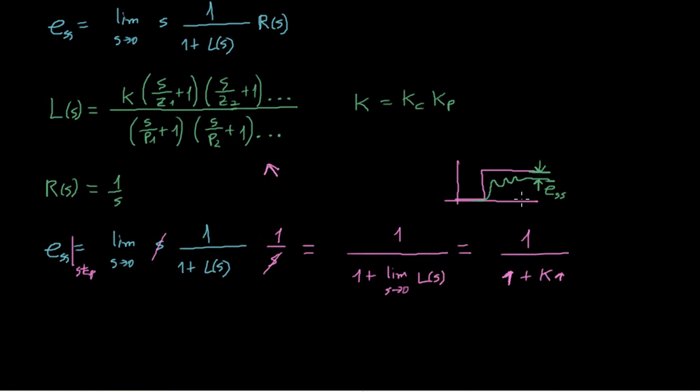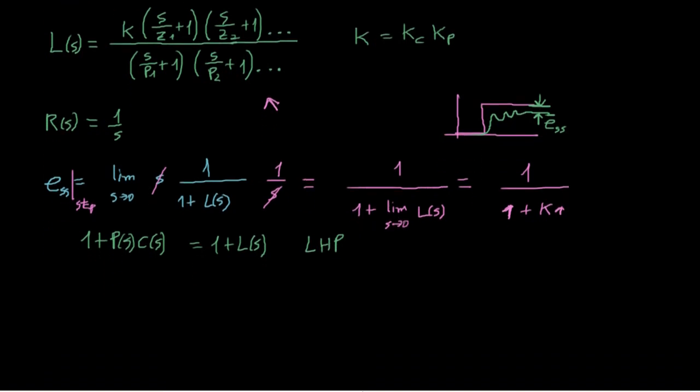Now, let me give you a warning. The system must be closed loop stable in order to apply the final value theorem. So all the roots of 1 plus P(s)C(s), all the roots of 1 plus L(s), must be in the left half plane. Otherwise, the limit will be deceptive. So check always that your system is closed loop stable.